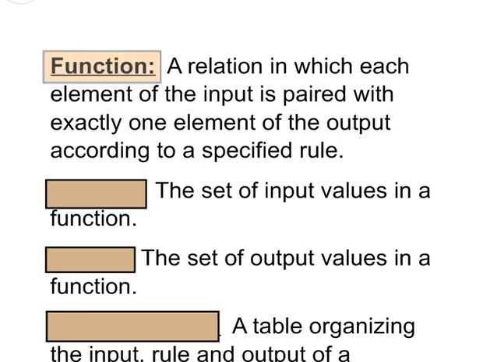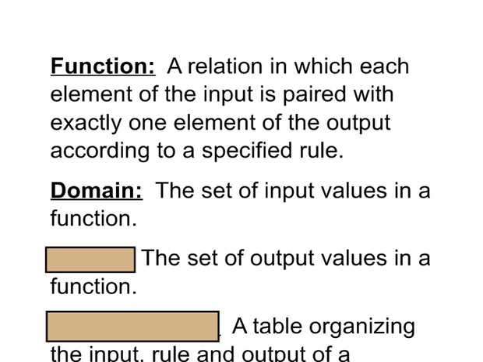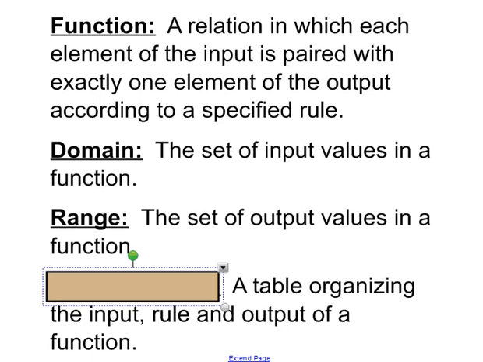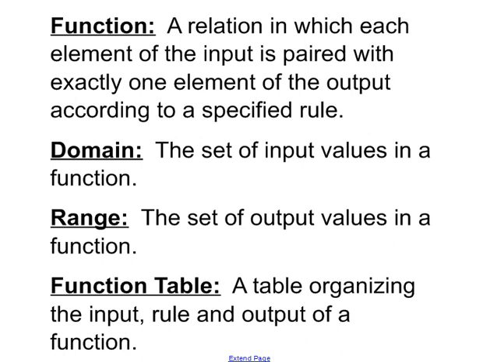The first one is what a function is: a relation in which each element of the input is paired with exactly one element of the output according to a specific rule. This will make a lot more sense when you see an example. The domain is the range of input values. Input is in the domain. Which values do you put in, which values do you start with and plug into the equation. The range is the output. The set of output values in a function is the range. And the function table is a table organizing the input, the rule, and the output of a function.